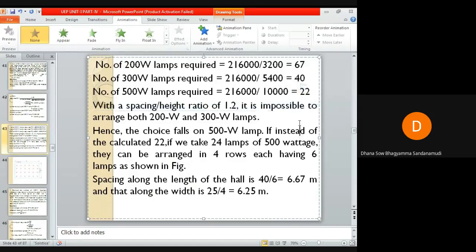Okay, but for 22 lamps, I couldn't get the correct relation between the rows and columns. So what I had assumed is I have increased the number of lamps by 2 more lamps. Actually I have only 22 lamps, but I am taking 24 lamps here. So it depends on me.